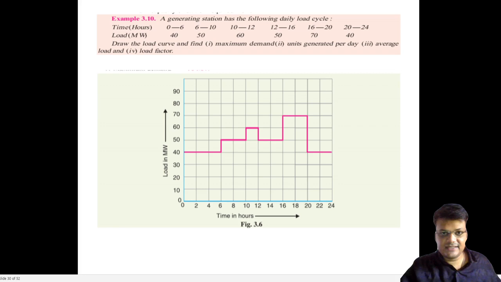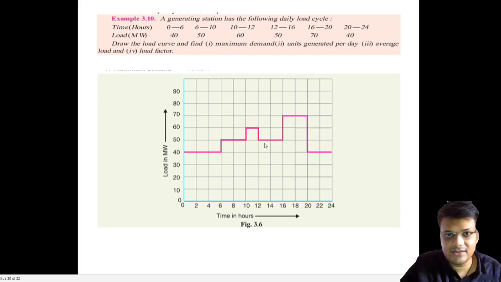So after that, 0 to 6, we have 40 megawatt. 6 to 10, we have a load of 50 megawatt. 10 to 12, load of 60 megawatt. Then the load decreases 12 to 16, that is 4 p.m., it is 50 megawatt. 16 to 20, it's 70 megawatt, and 20 to 24, it's 40 megawatt. From this load curve, we can see here the plant is generating throughout the day. It is not getting shut down. It is operating throughout the 24 hours.